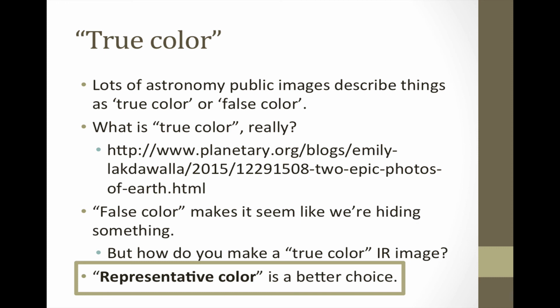I don't like the term false color because it makes it seem like we're lying or hiding something. But if I have a whole bunch of images that I took of the sky in infrared, which is sort of redder than red light, you can't see it with your eyes. So a true color infrared image would be super boring. It would just be black. So I have to make a translation between the numbers that are in the image and colors that I can see with my eye.